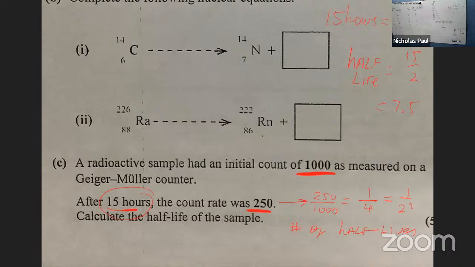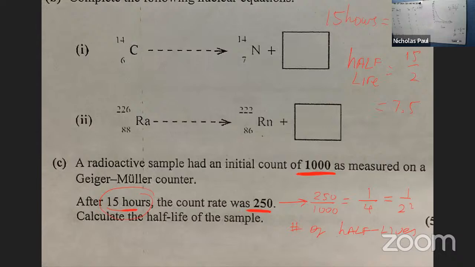All right, so it's important that we can identify what we have. What we have is after 15 hours, it reached 250. So what does that 250 represent? That 250 represents 1/4 of the original amount. How long does it take to reach a quarter? 2 half-lives, right? Use the formula one-half to the n. Any questions online? Are you okay with this, Ricardo?